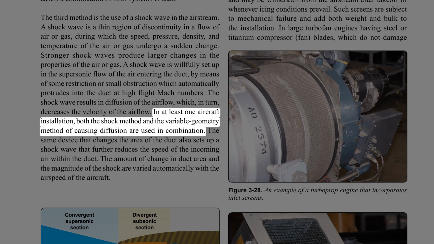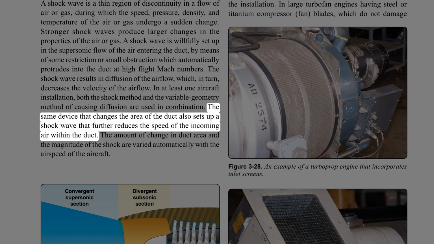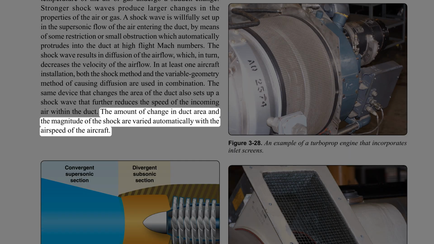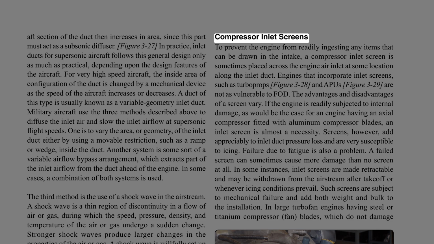In at least one aircraft installation, both the shock method and the variable geometry method of causing diffusion are used in combination. The same device that changes the area of the duct also sets up a shock wave that further reduces the speed of the incoming air within the duct. The amount of change in duct area and the magnitude of the shock are varied automatically with the airspeed of the aircraft. Compressor inlet screens.